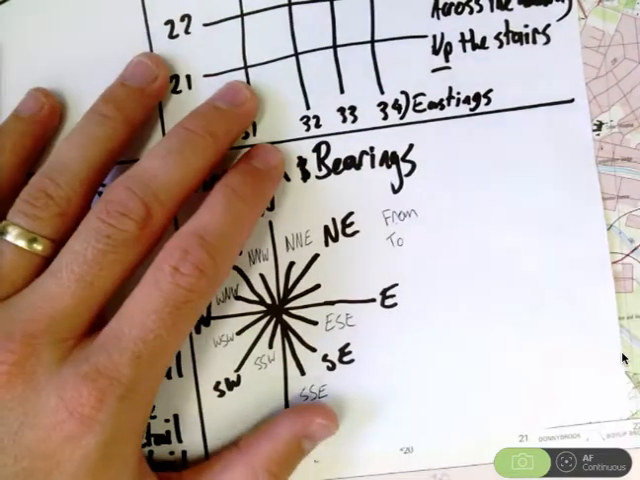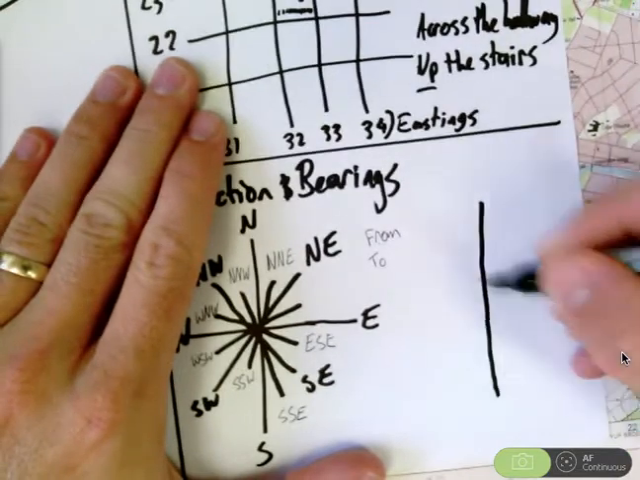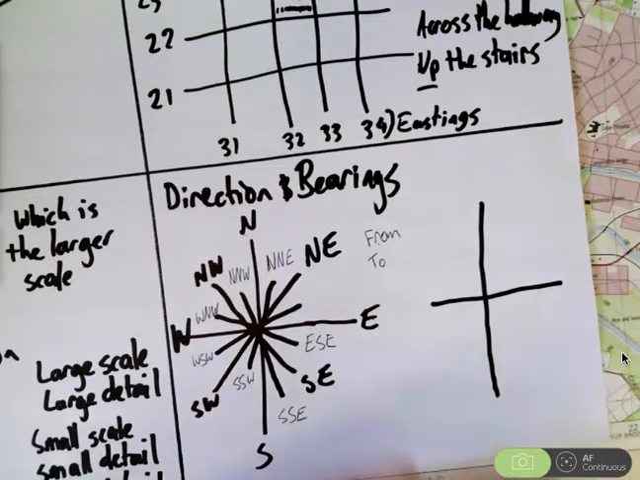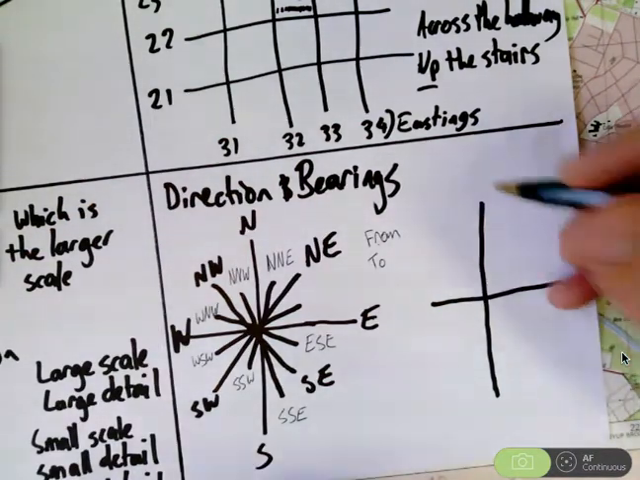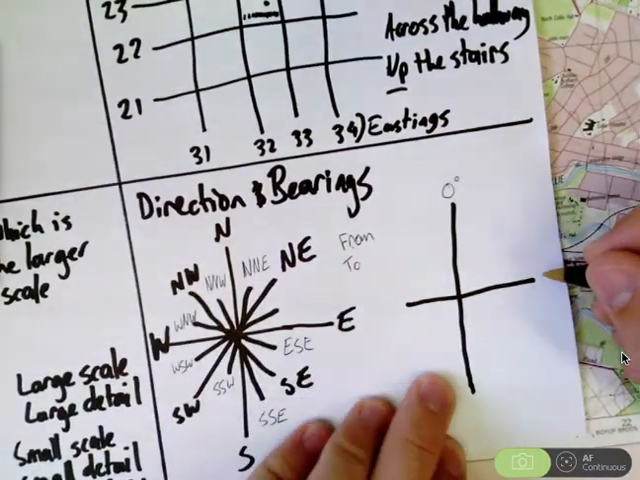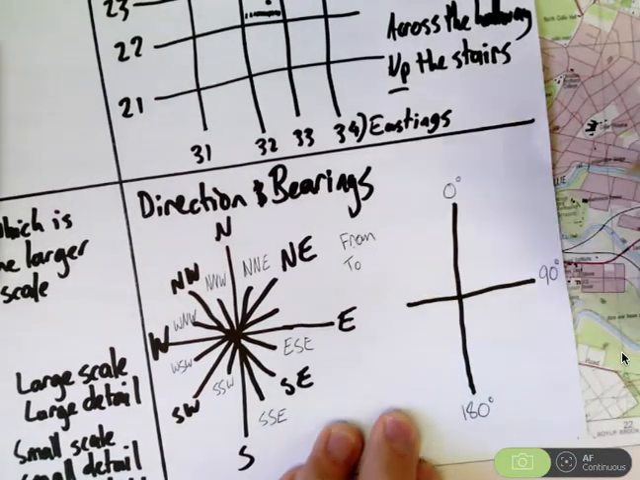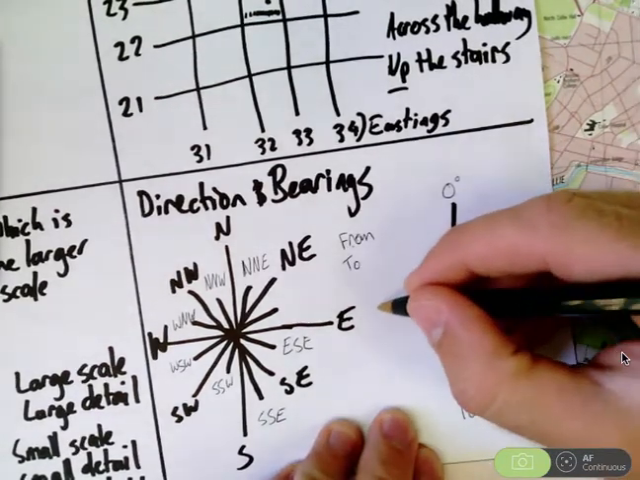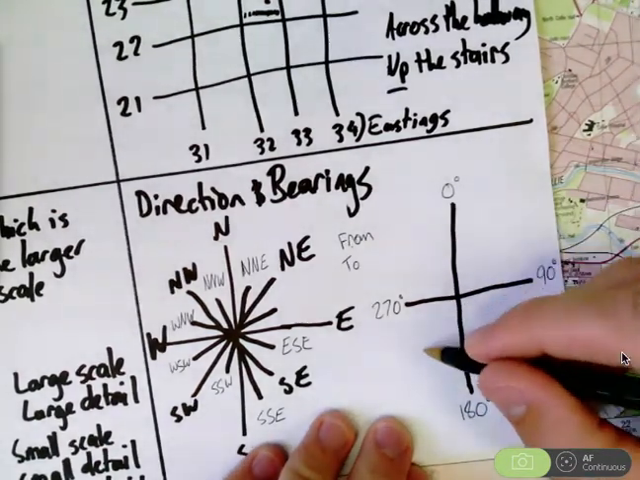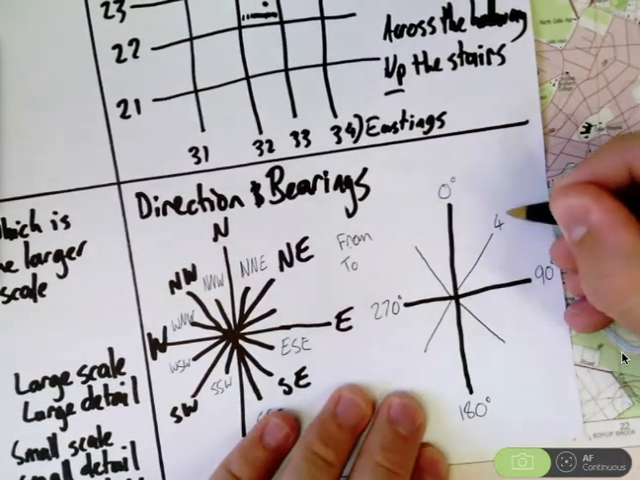Now, with bearings, we're using the same rose, but here we also need to take into account degrees. So north we have 0 degrees. East we have 90 degrees. South 180. And west 270. Now you know that halfway between 0 and 90 is 45.